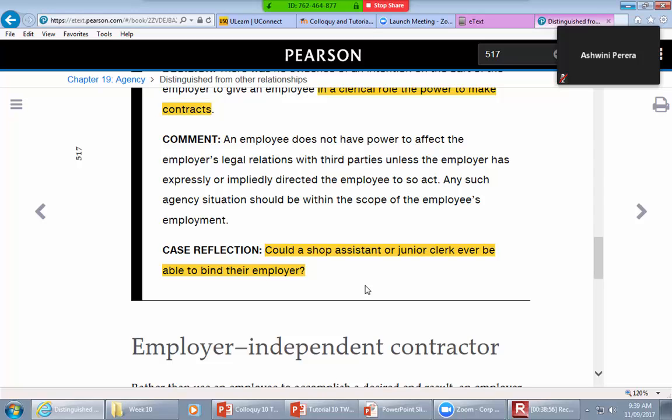Well, isn't the employee sort of liable for their mistakes as well because they're the ones that were employed? Okay. We're not looking at mistakes. We're simply saying, would it ever be possible for you as an employer to give a shop assistant or a junior clerk the power to bind you in contracts with third parties?